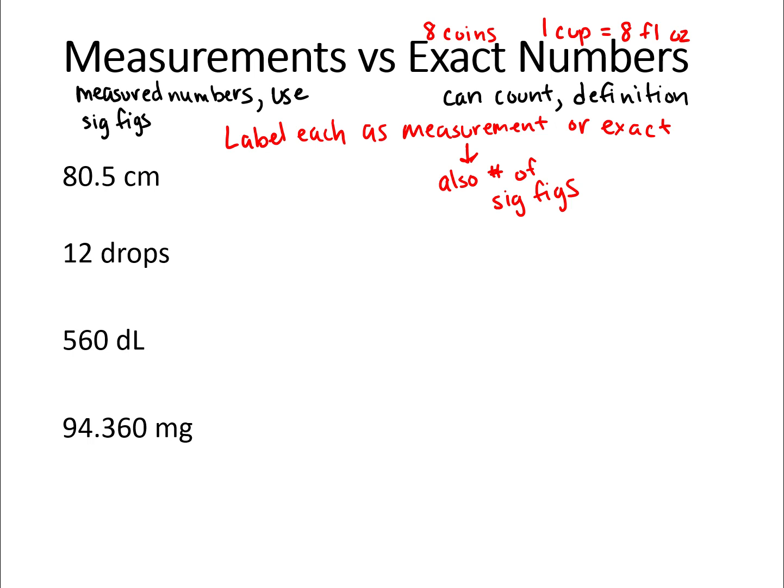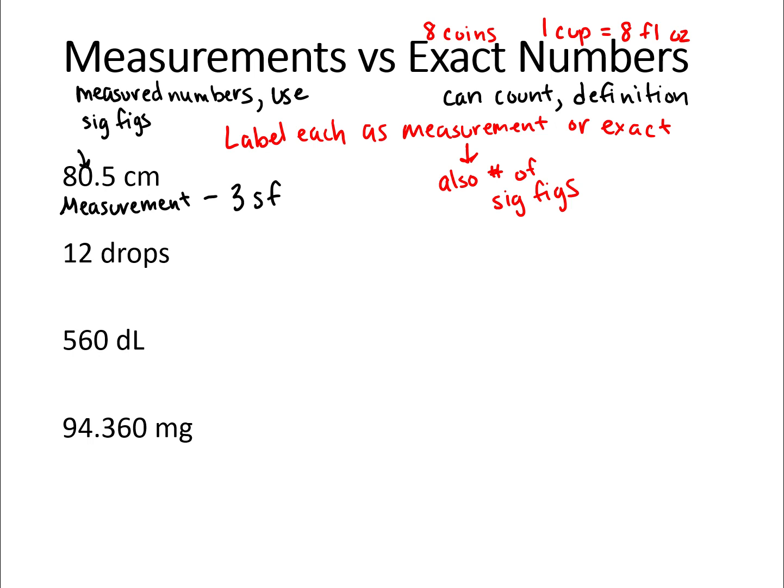For the first one, is it a measurement or exact number? You could put M or E in the chat. 80.5 centimeters. Yeah, that's a measurement. It's a length. How many sig figs? Yeah, there's 3 in this one. So we see a 0 here. That 0 is sandwiched between 2 non-zero digits. So that will always be significant.